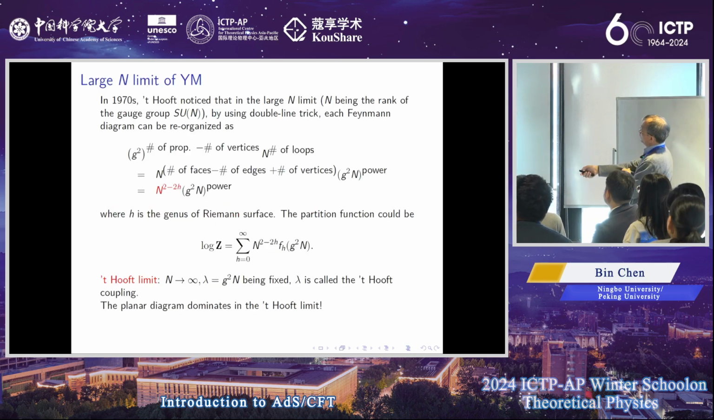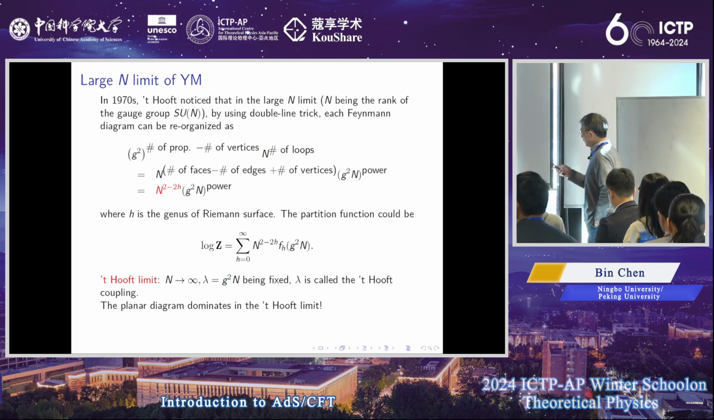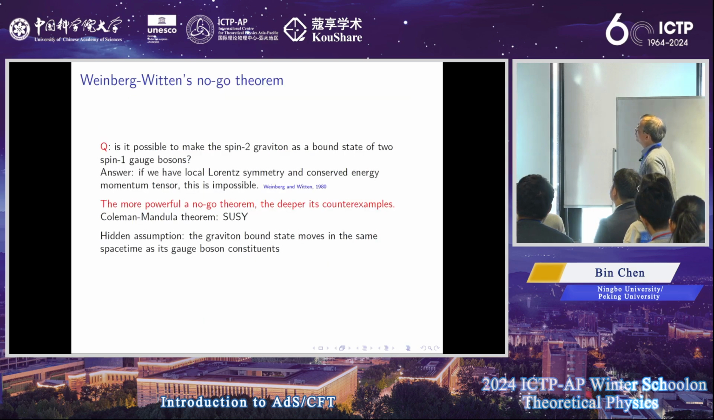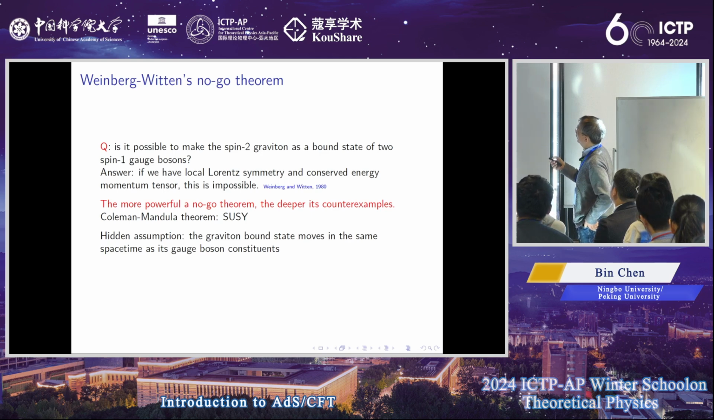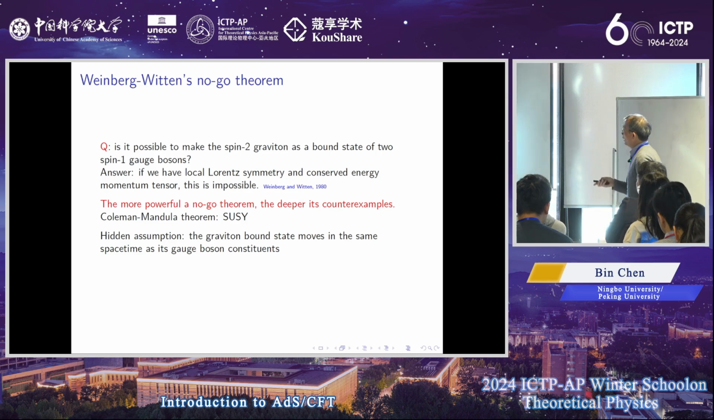Let me explain a little bit about the large N limit of 't Hooft. In field theory, the assumption is that the graviton bound state and its constituent gauge bosons live in the same field theory, which has Lorentz symmetry and a conserved energy-momentum tensor. Then it's impossible. In string theory, it's another story.